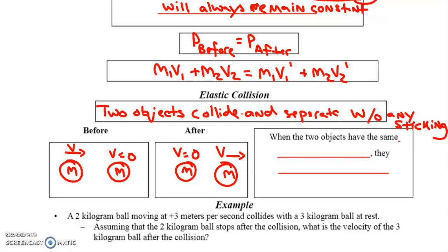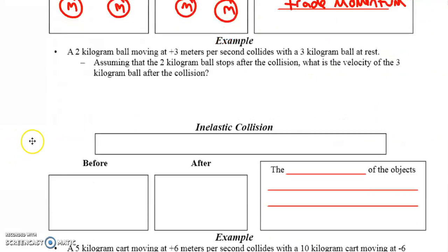And so what we can conclude from this is that when the two objects have the same mass, they trade momentum. Which also means that they trade velocity. Because if they have the same mass, then in order to keep the same momentum, they must have the same velocity. So an example of this is a 2 kilogram ball moving at 3 meters per second that collides with a 3 kilogram ball at rest.